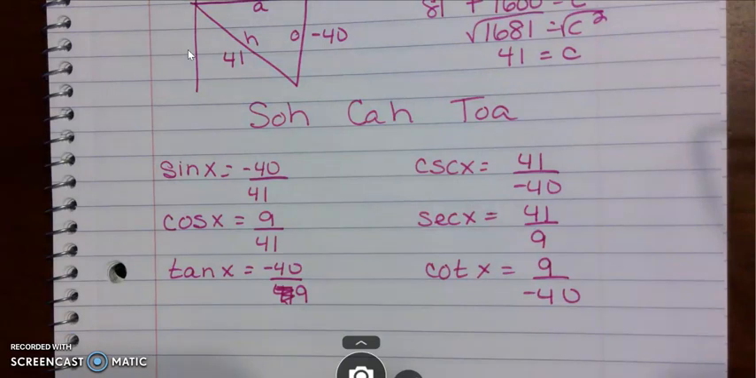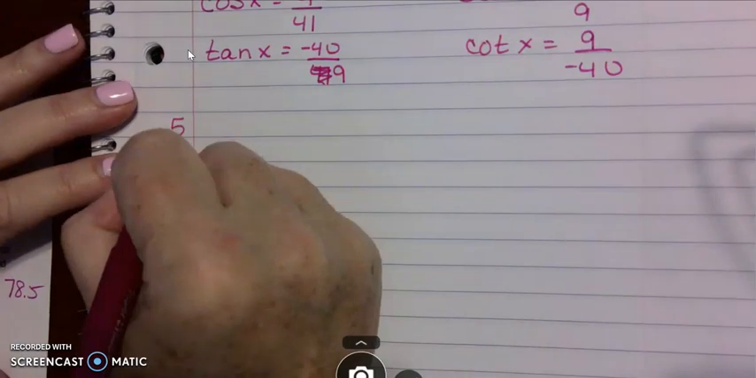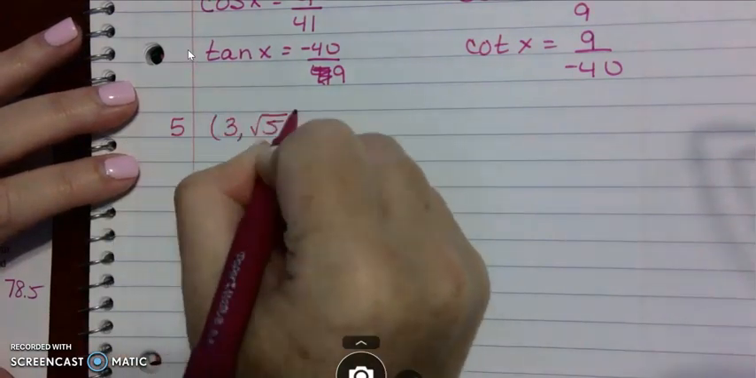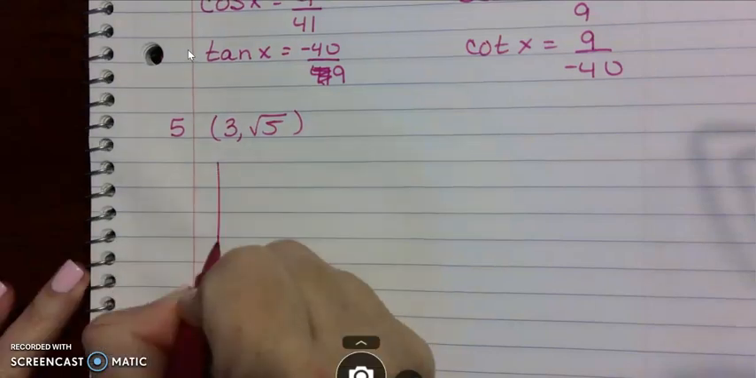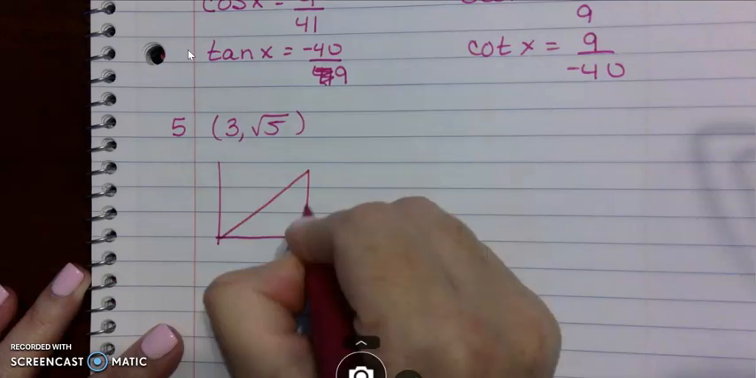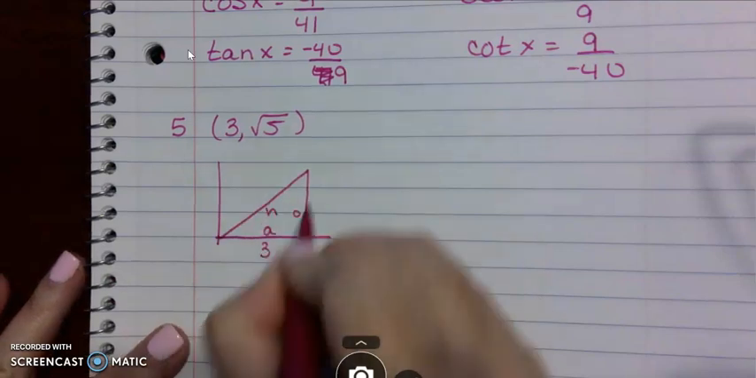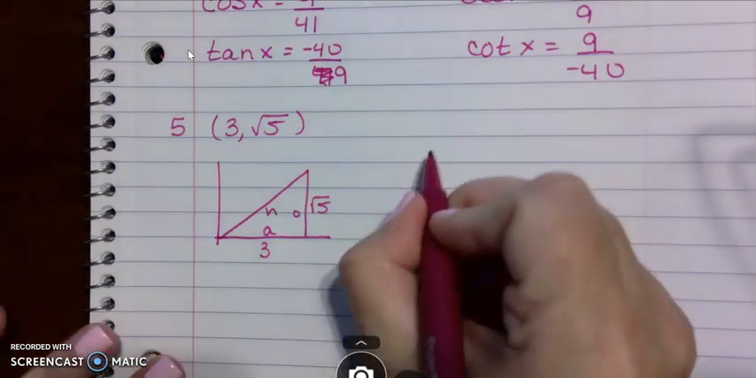Yay. Okay, so let's now go to number 5. We got this, and we want to come up with just secant, cosecant, and cotangent. So y'all know what I'm going to say. I know it's like a broken record, but let's draw our triangle, A, O, and H. So we know this is 3, and this is the square root of 5. So this is not going to be a 3, 4, 5 triangle. Okay, so here we go.